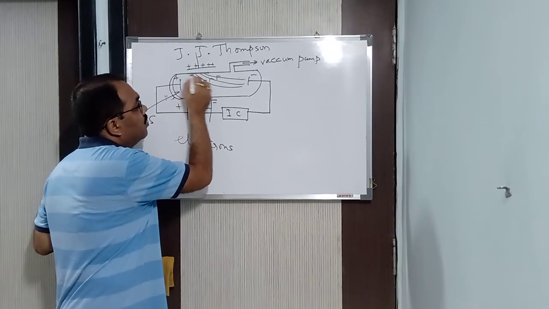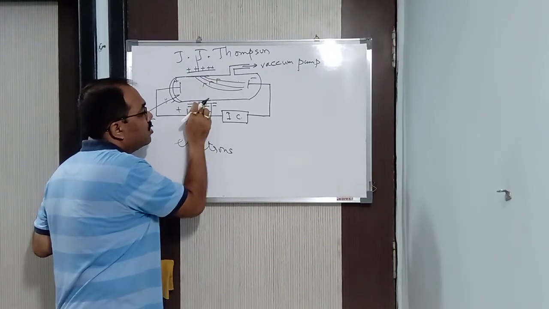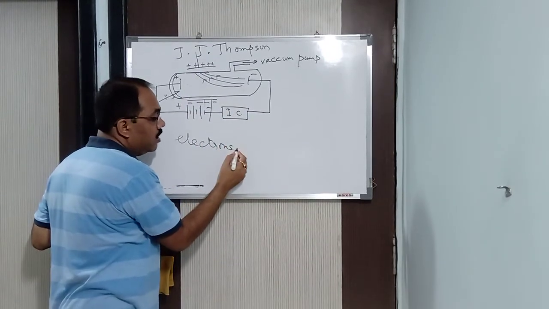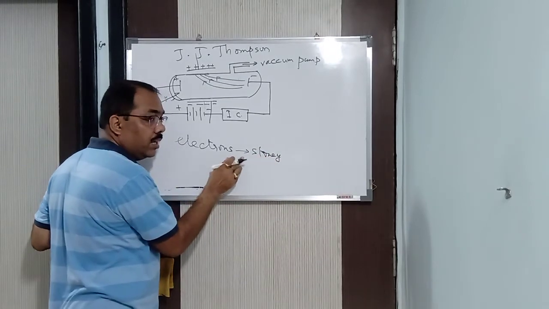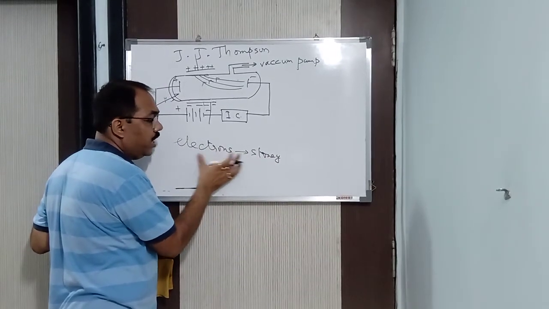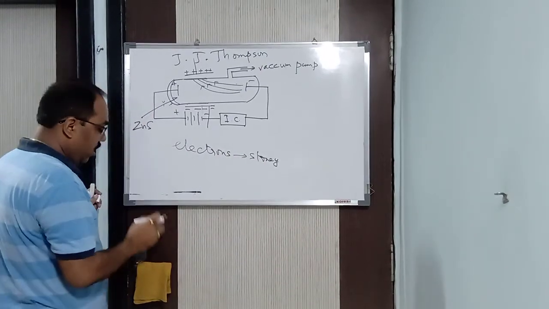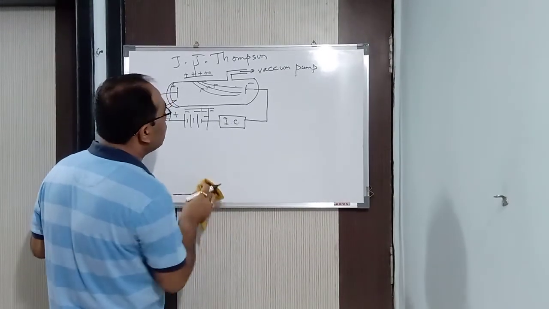How do we come to know? Because this part was glowing. This part I have coated with a fluorescent substance. So this part was glowing, not this part. So it proves that the rays consist of negatively charged particles. The name electrons was given by Stoney, another scientist. He kept the name electrons. So the first property you understood is that cathode rays consist of negatively charged particles, that is electrons.